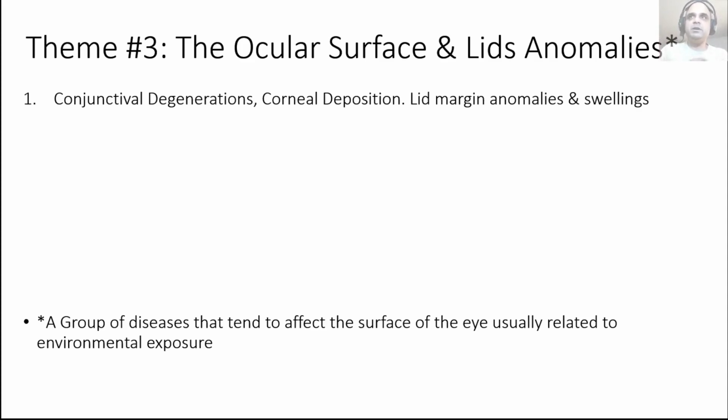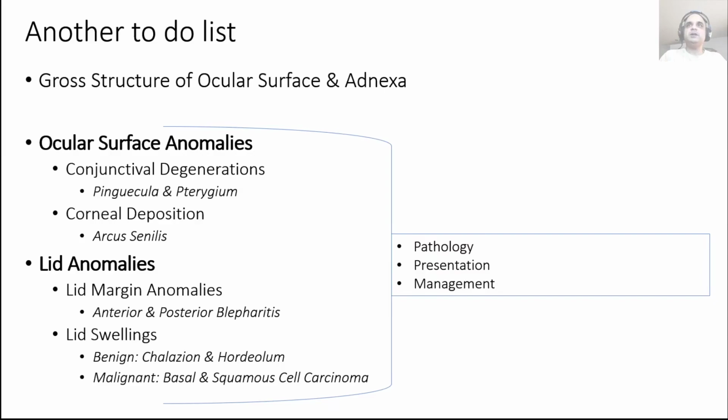And today we'll be talking about several conditions, and those are as shown on your screen. Under the heading of ocular surface anomalies, we'll be doing conjunctival degenerations. Within conjunctival degeneration, we'll do two conditions, pinguecula and pterygium. Under corneal deposition, we'll do arcus juvenilis and arcus senilis, but I've just written arcus because they are very similar, it's just the age that's different.